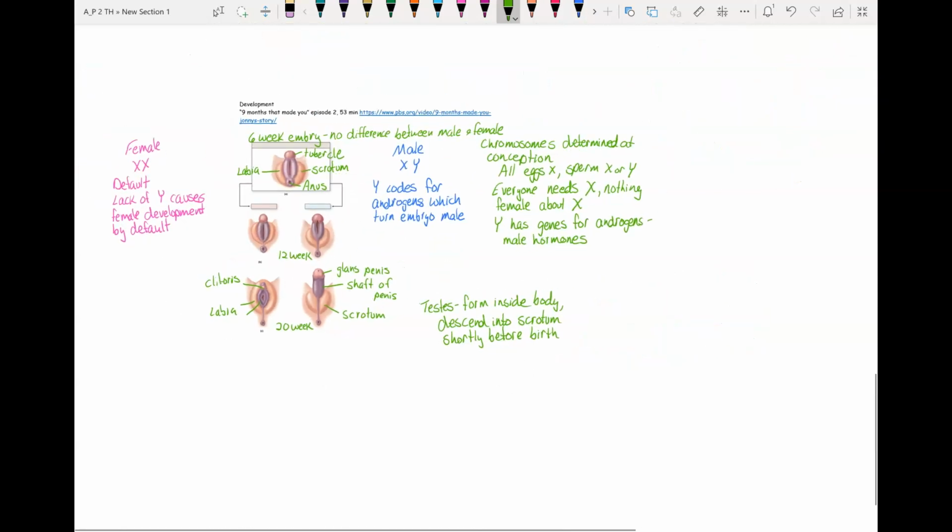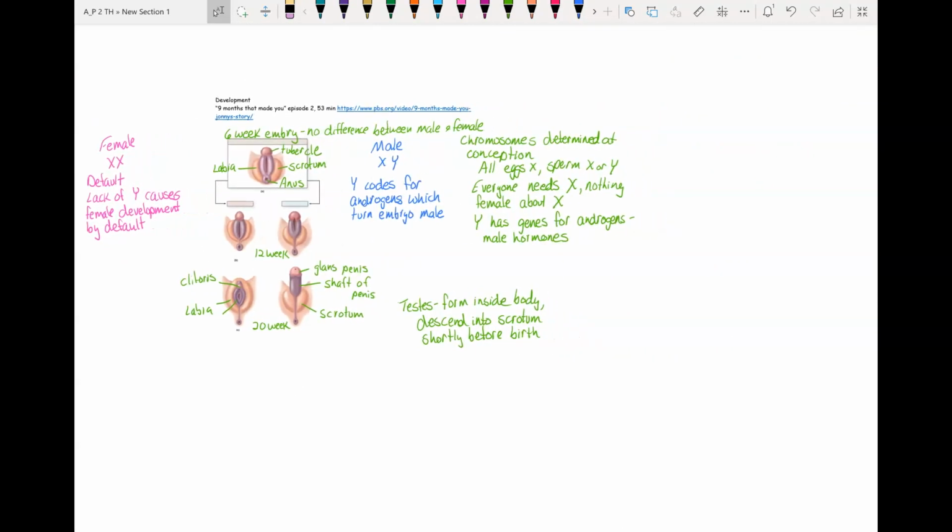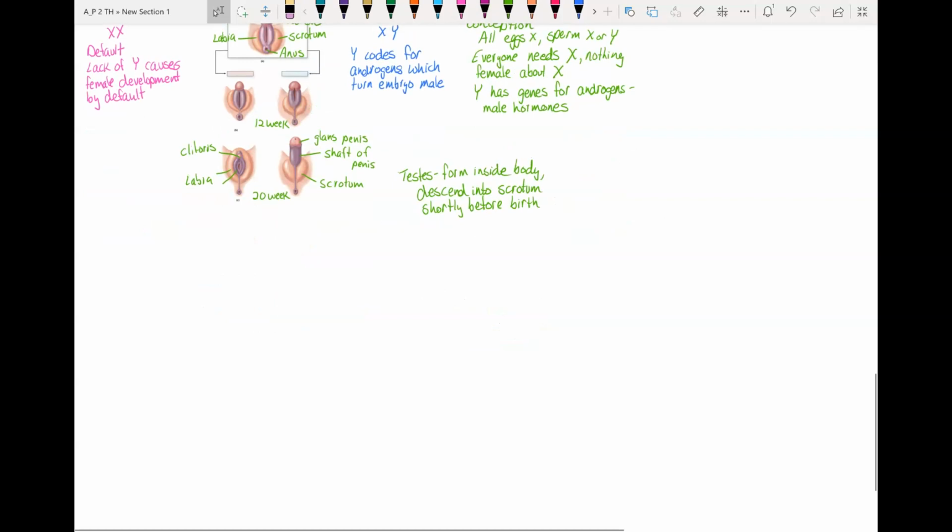So the basics of becoming male or female is whether or not you have a Y. If you have a Y, you get androgens. The androgens stimulate male development. If you lack a Y, you don't get the androgens and you follow the female path by default. Now there are exceptions to this.